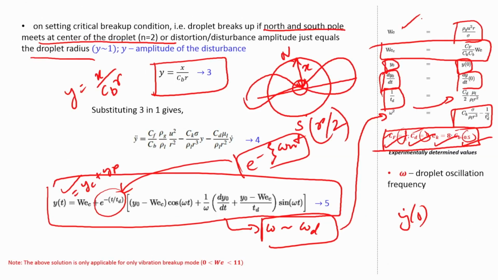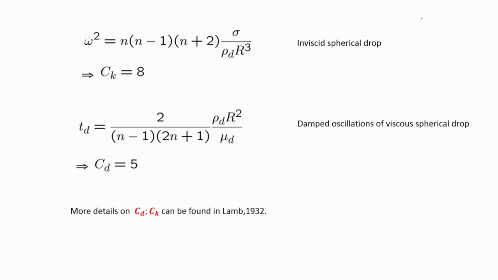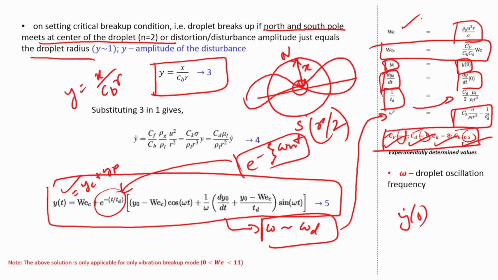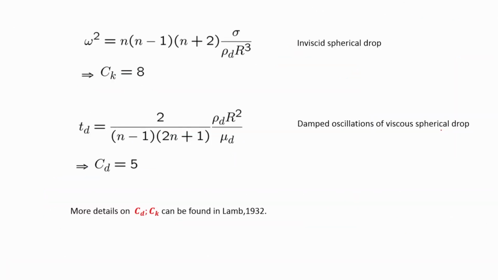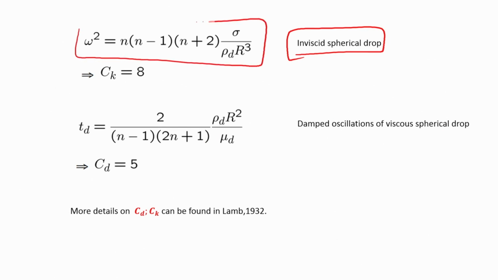Now, as I said, how do we find out all these constants? Say for example, one constant C k that you can see over here, which is this guy over there, right. How is that found out? Basically, it is work done by Lamb. You consider an inviscid spherical drop, okay, and from the frequency of oscillation of an inviscid spherical drop, one can find out what will be the value of this C k. So, C k is usually 8. So, this comes from the inviscid drop analysis, right.